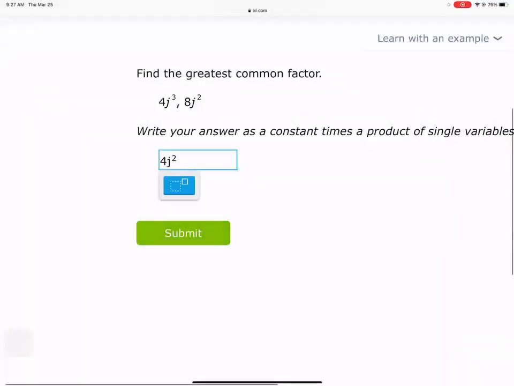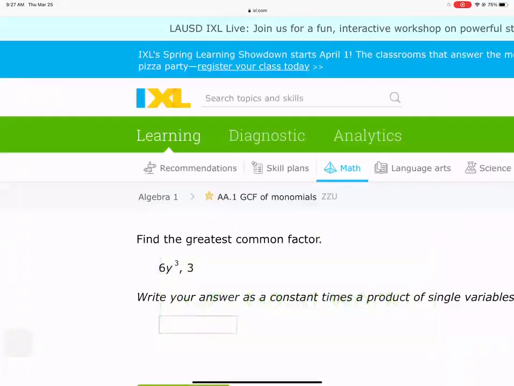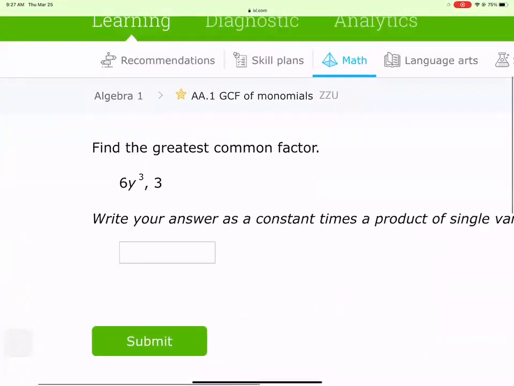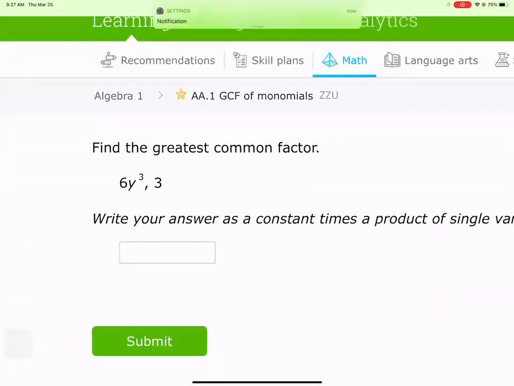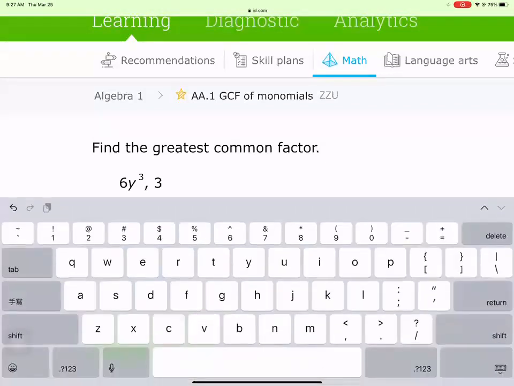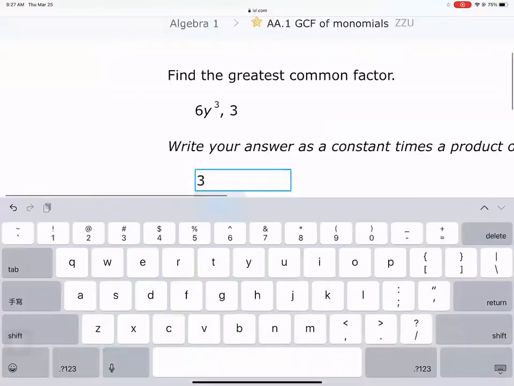Okay. Submit. Well, great work. Yeah, thank you. For this problem here, what's the only thing in common between 6y cubed and 3? Do they both have y's? No. They have a 6 and 3. 6 and 3 aren't exactly in common, but they both share a 3. Thank you. They both have a 3 in common, right? I can say they both have a 3 at least.